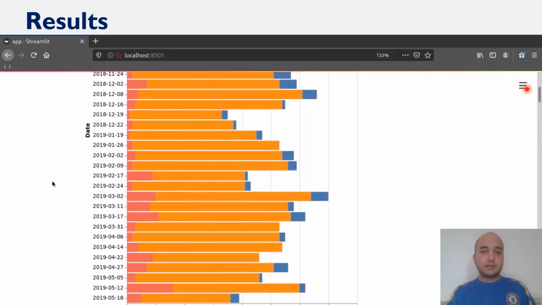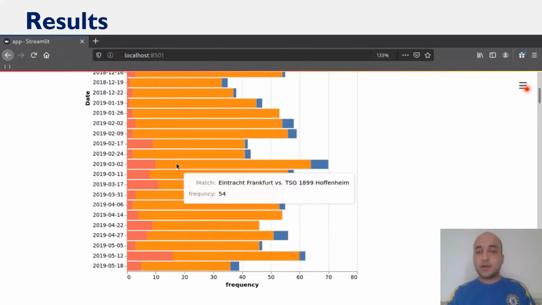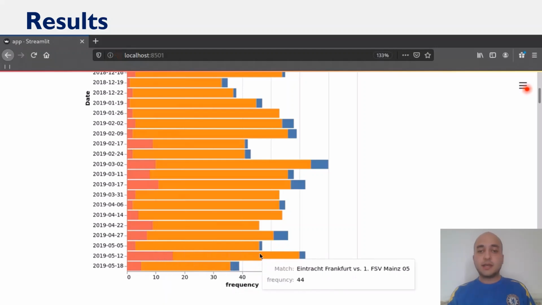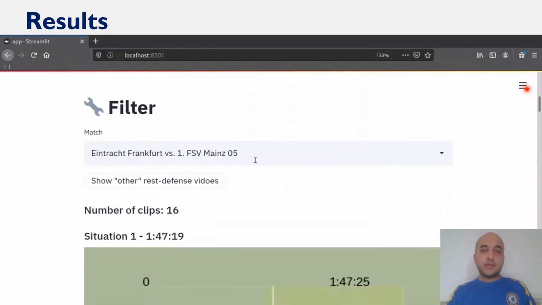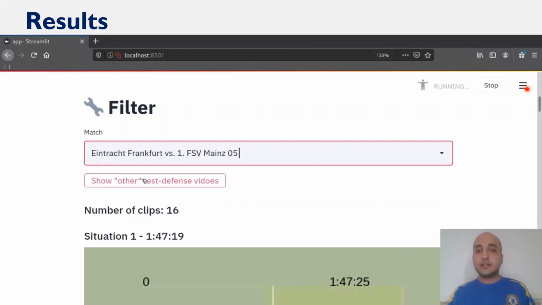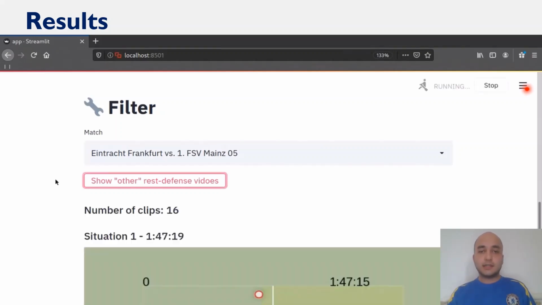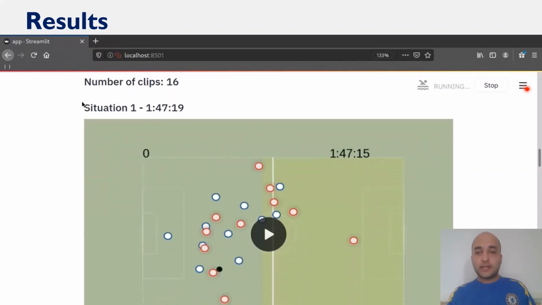And then we scroll down and we can see some matches with a very high number of red color. Here, for example, in the match against Mainz, they had 16 times other rest defense, which can be a sign of bad rest defense. Then the user can say, okay, we are looking for the specific match against Mainz because we had a lot of other rest defense. We want to watch those moments. There are 16 moments, and we can see them in the video footage if we have access to it, or you can just see the animation.